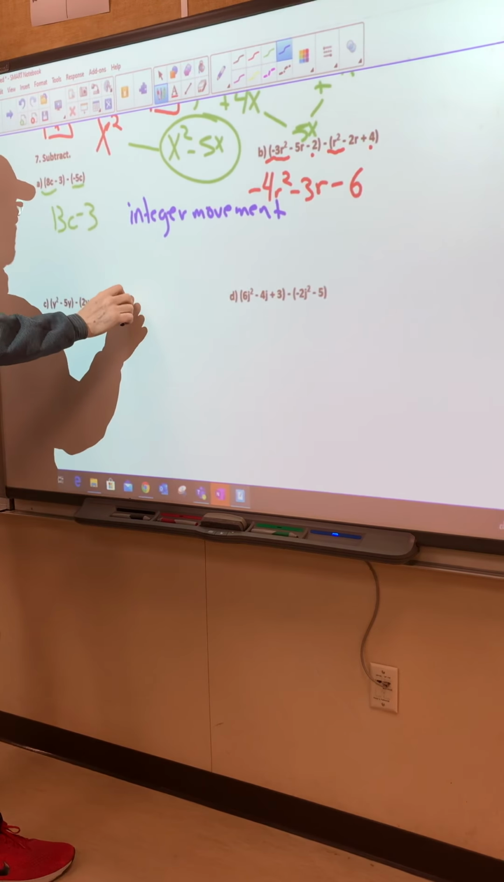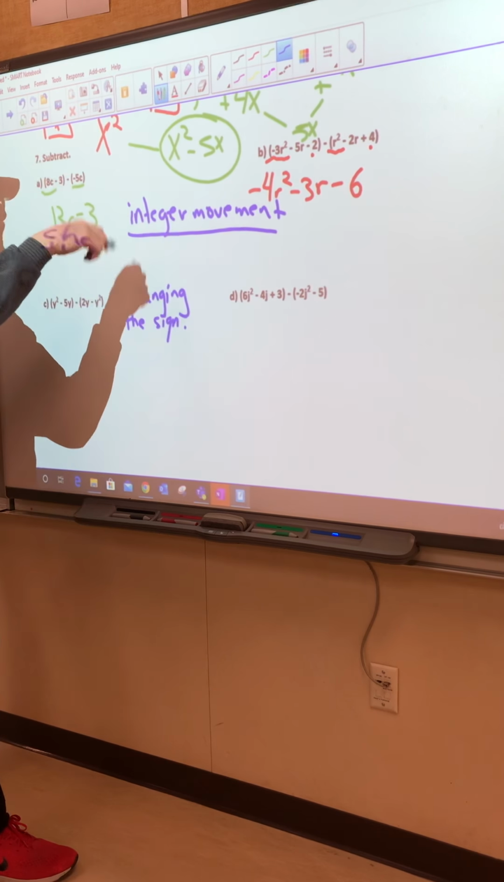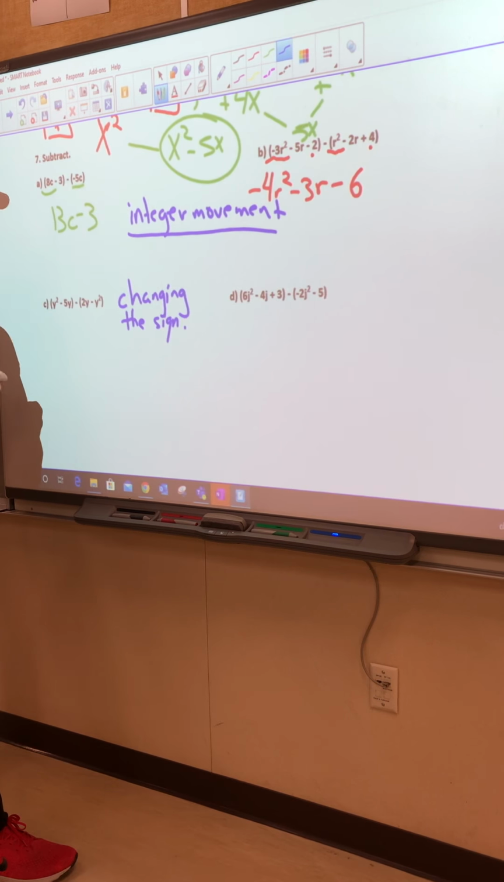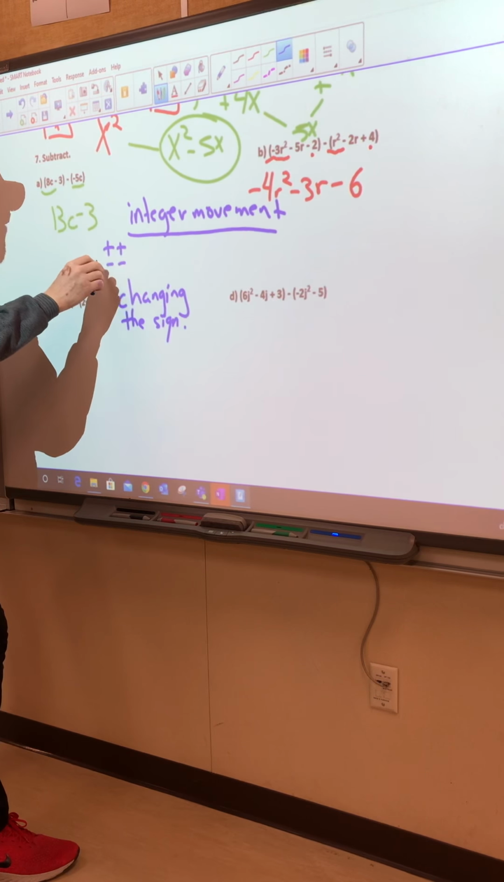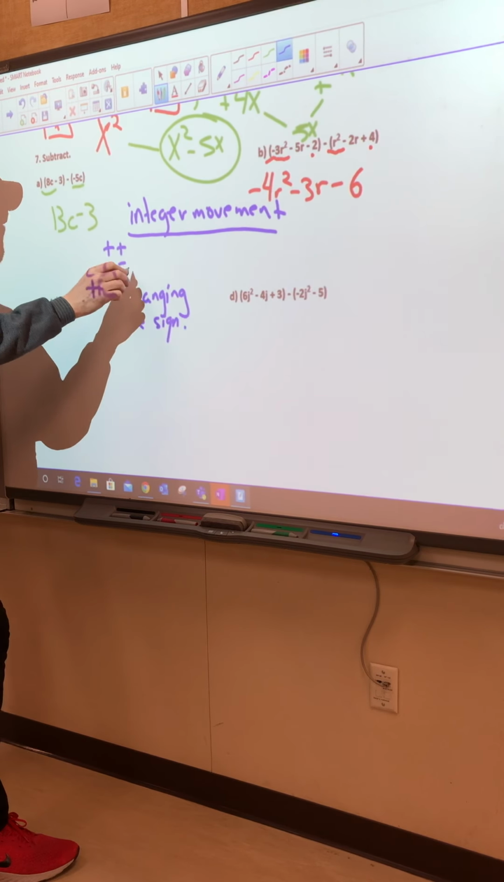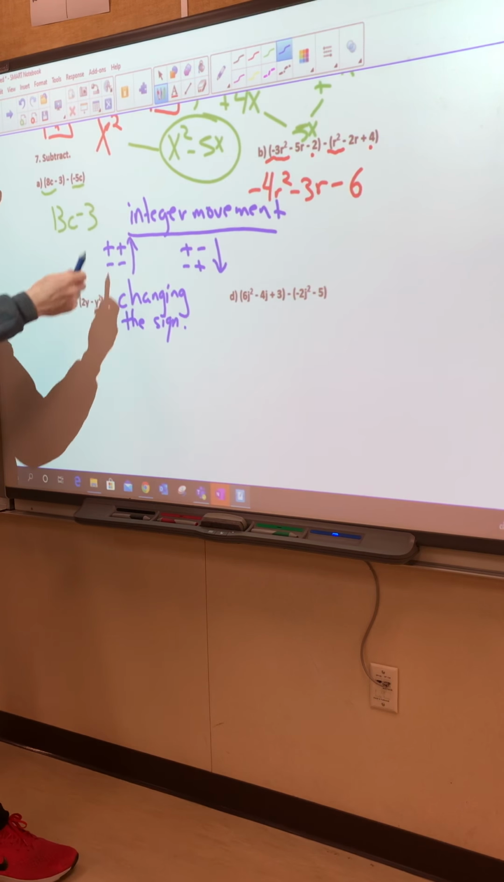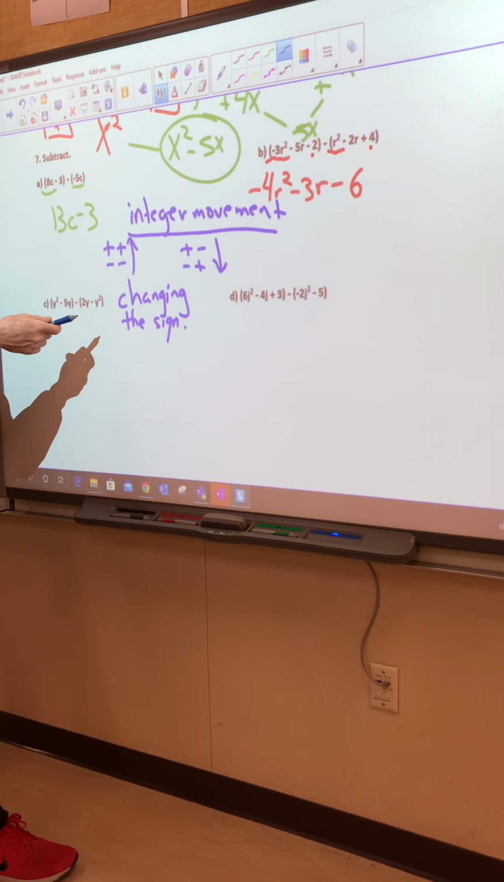We'll do these by changing the sign. You can pick whichever method you want. The end answer is the same whether you move using integer movement or changing the sign. Integer movement means adding a positive or taking away a negative, you go up. If you add cold weather or take away warm weather, you go down. Okay, that's what integer movement is. Changing the sign works the same way for your answer, but it's a different process.